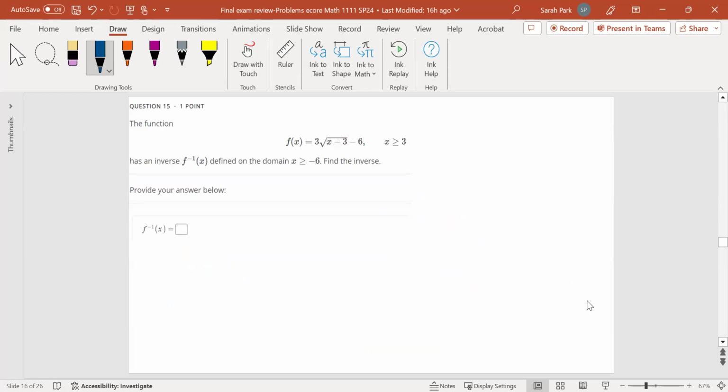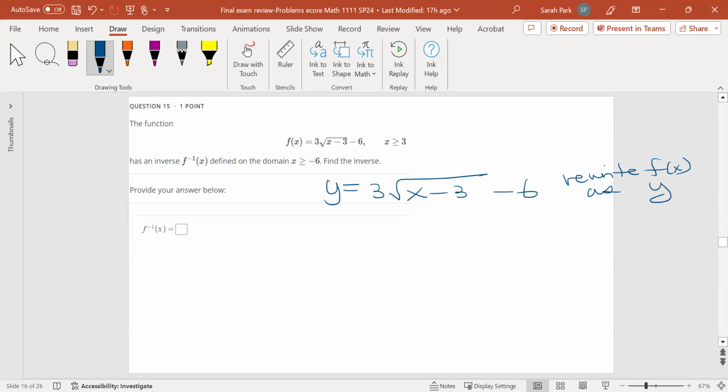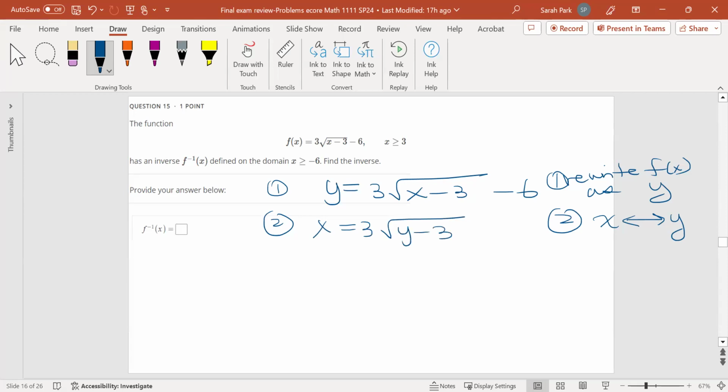Okay, number 15, we're given the function f of x equals 3 square root of x minus 3 minus 6, and we need to find the inverse function defined on the domain where x is greater than or equal to negative 6. First, we're going to rewrite this function as y equals 3 square root of x minus 3 minus 6. So we rewrite f of x as y. It's just easier to work with y. The second step is you're going to switch the x's and the y's. All the x's and the y's switch. So we have x equals 3 square root of y minus 3 minus 6. And then the third step is you're going to solve for y.